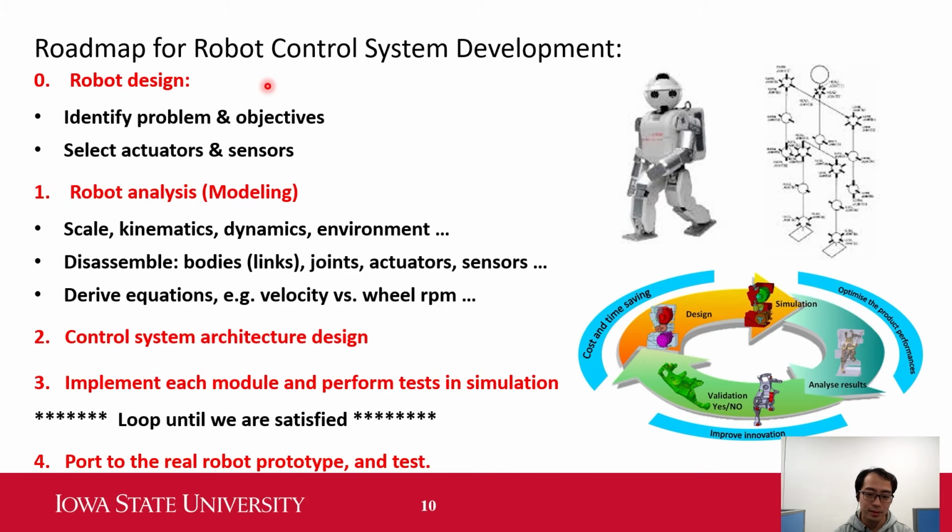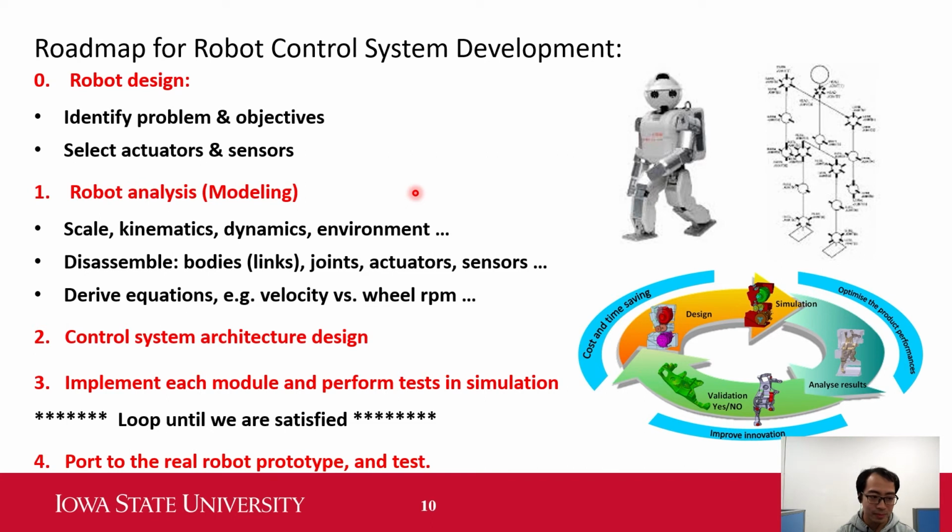First, we need to have the robot designed. And during the designing, we need to identify what kind of problem to solve and what the objectives are. And then select the proper actuators and sensors for accomplishing this objective.